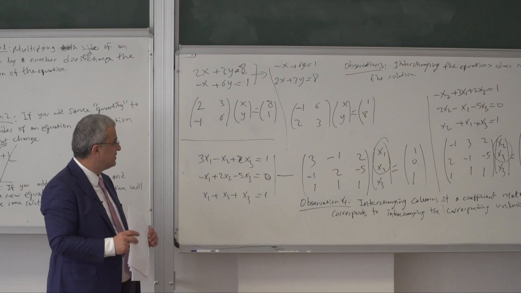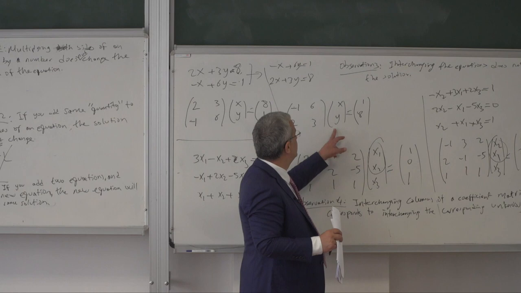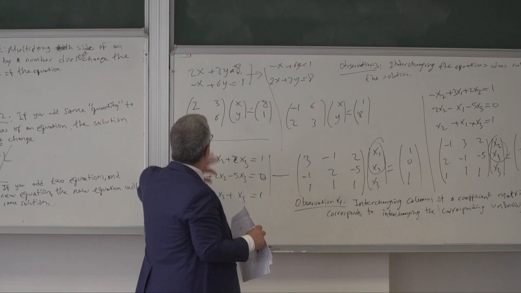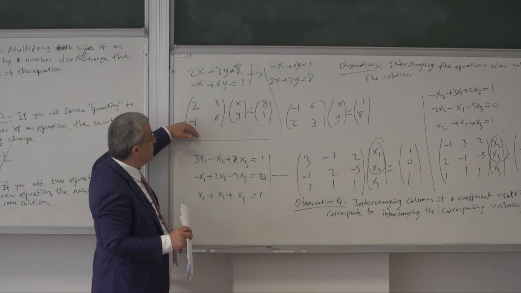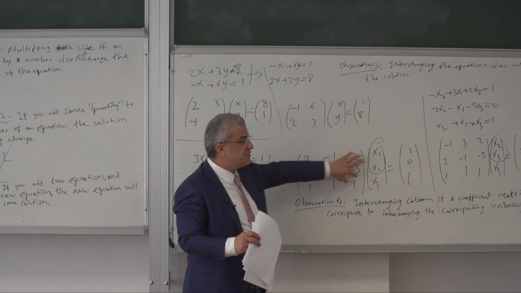Why did we... the 1 and the R. Yep. Why didn't you change the base of the X and Y? You changed the equation. But here I changed the order of the equations. So I changed the first row of the matrix with the second row, and I changed this one. See, when you change the rows, you change the right-hand side. When you change the columns, you change the unknowns. Okay?